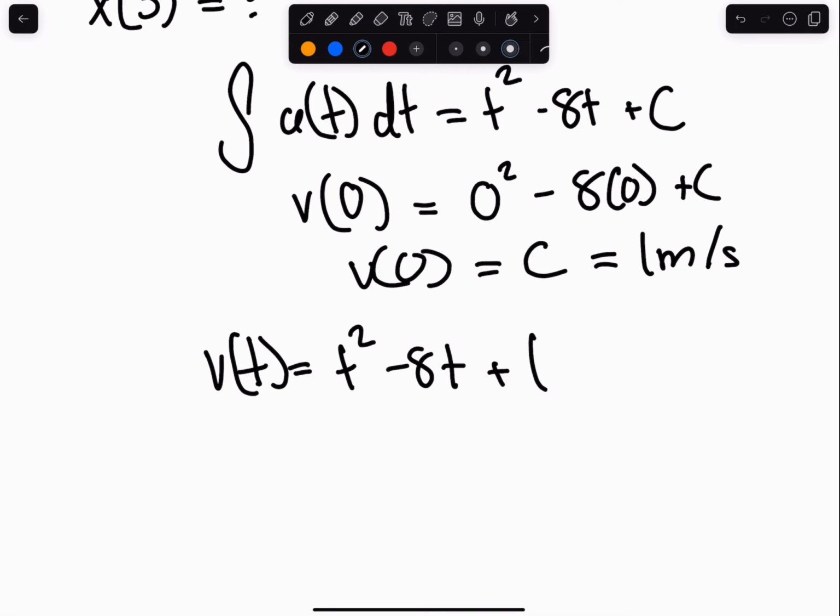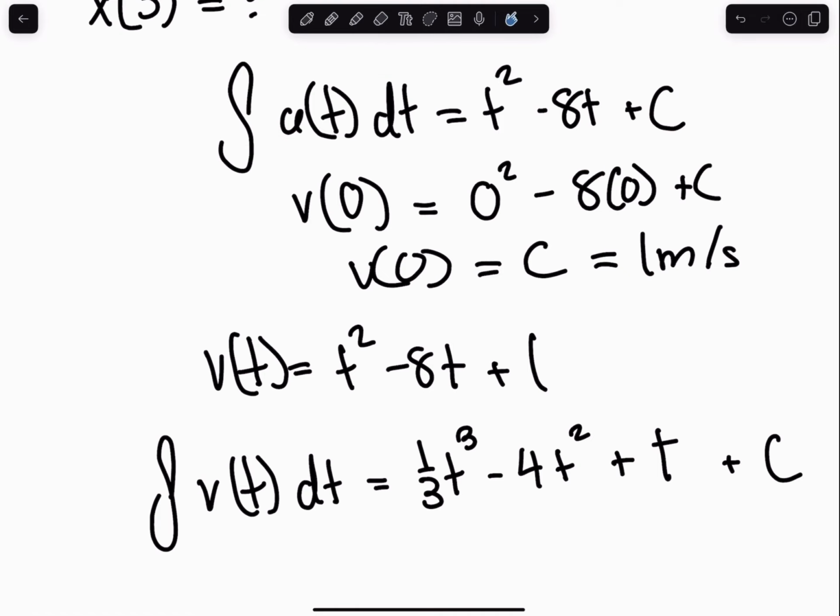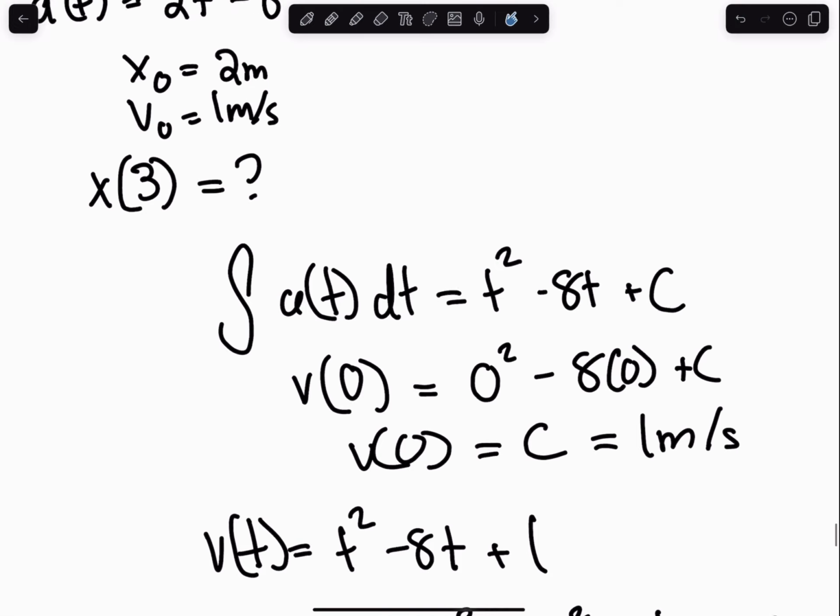Now to get position, we need to take the integral of this velocity function. So, taking the integral in terms of time gives us 1/3 t cubed minus 4t squared plus t plus c. Now we need to get rid of c one more time, and to do this we can use the last of our givens, which is initial position at 2 meters.